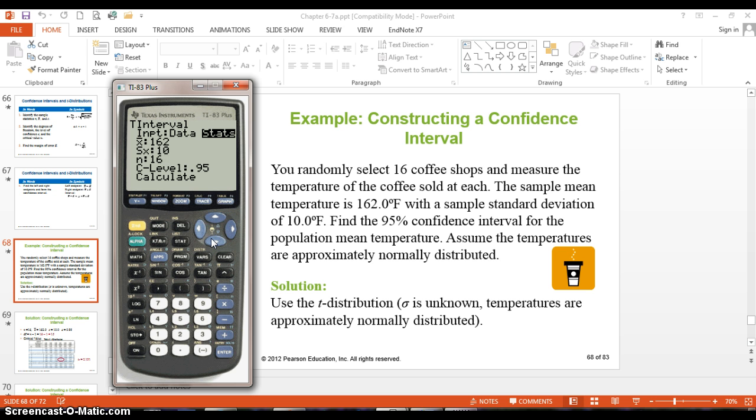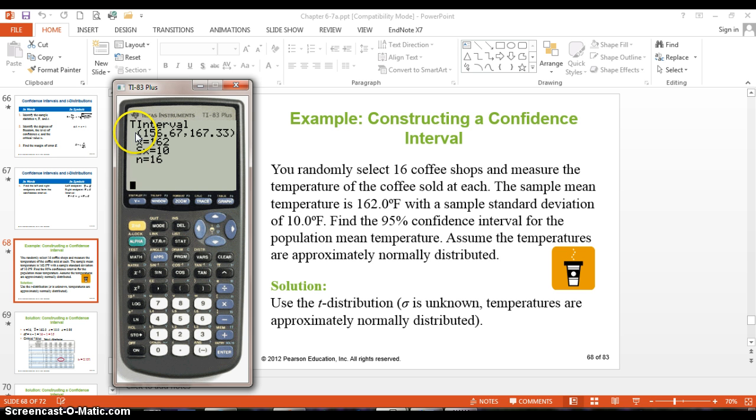And C-level is the confidence level, and whatever it says is a percentage, we'll have to change into a decimal. So 95% is 0.95, and that is perfect. We don't have to change that. And then after we do that, we just arrow down so it's blinking on calculate and just hit the enter key.